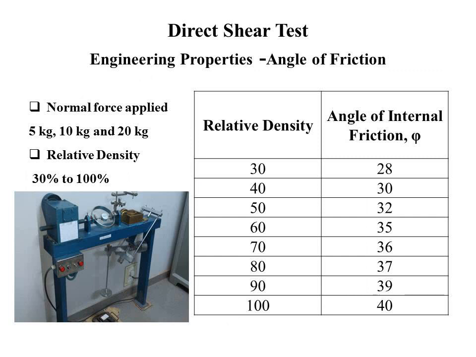Now I represent the result of the direct shear test to find the engineering property, that is the angle of internal friction. The normal forces I applied were 5 kg, 10 kg and 20 kg at different relative densities, that is 30 to 100. Here is the table. On the right side I have the angle of internal friction, that is phi, and on the left side I have relative density, that is 30 to 100.